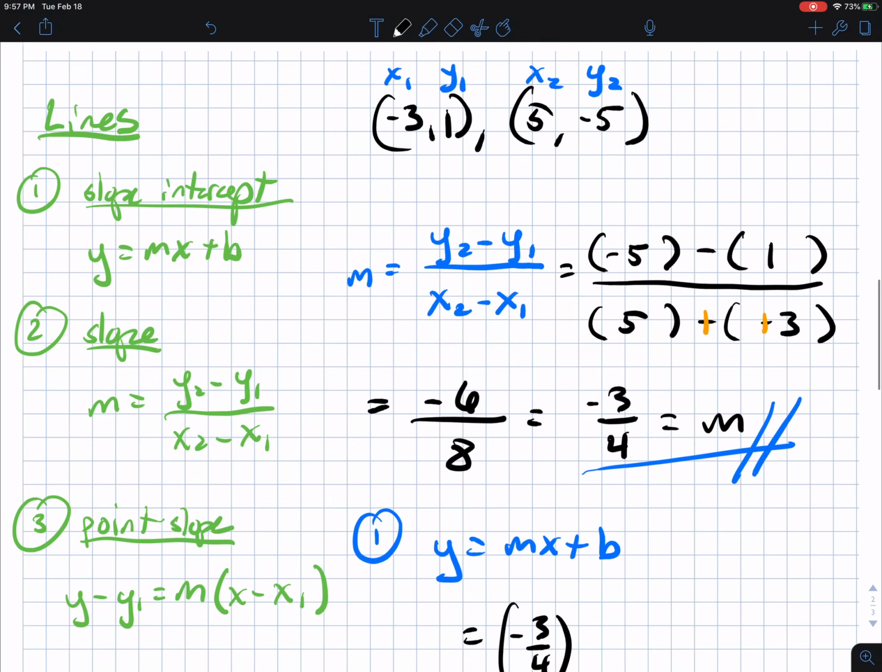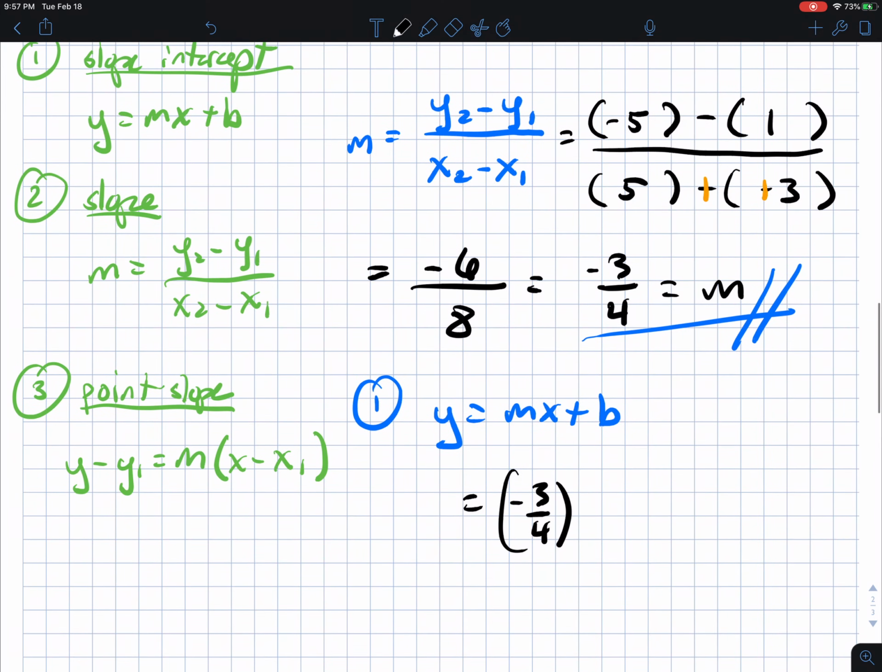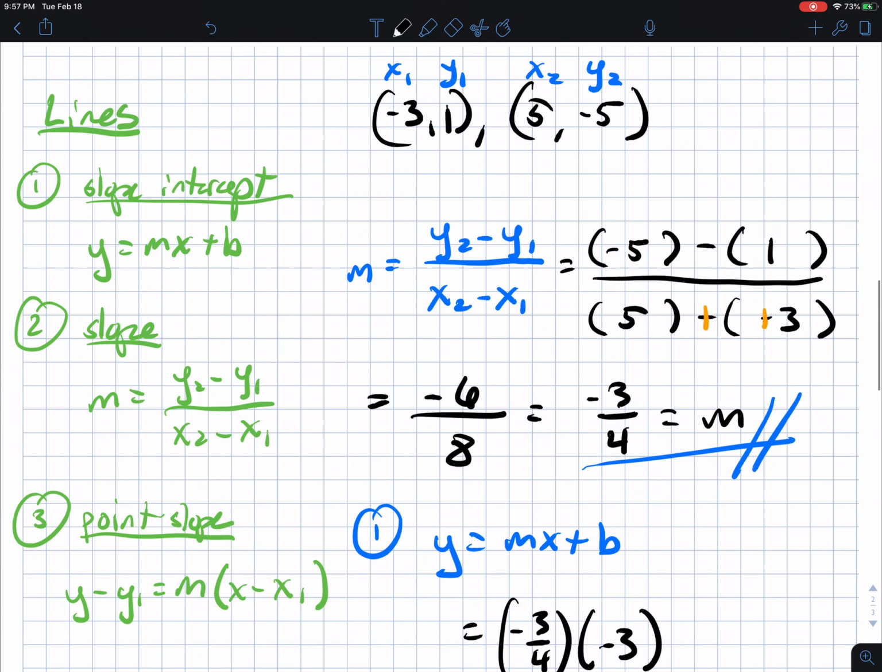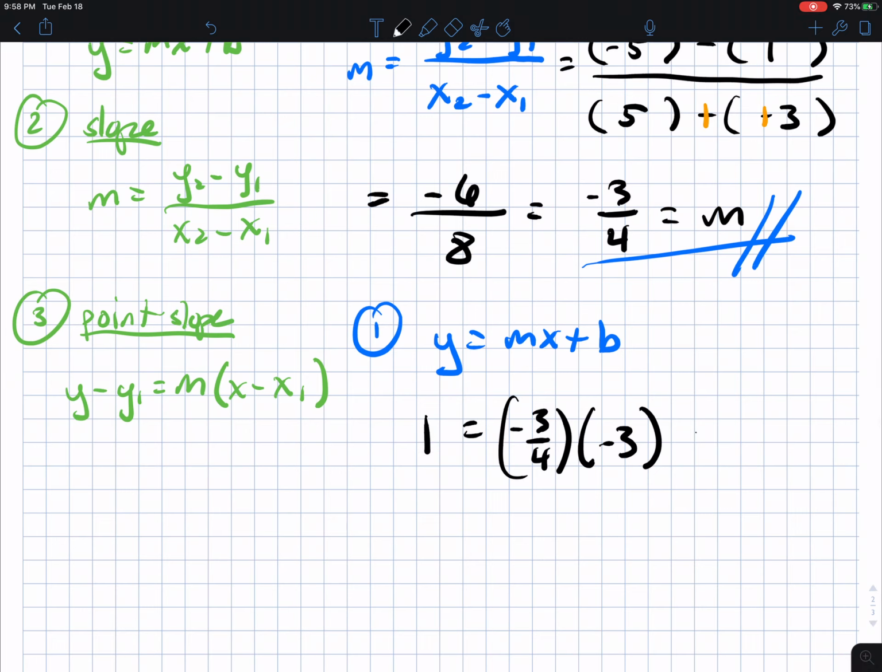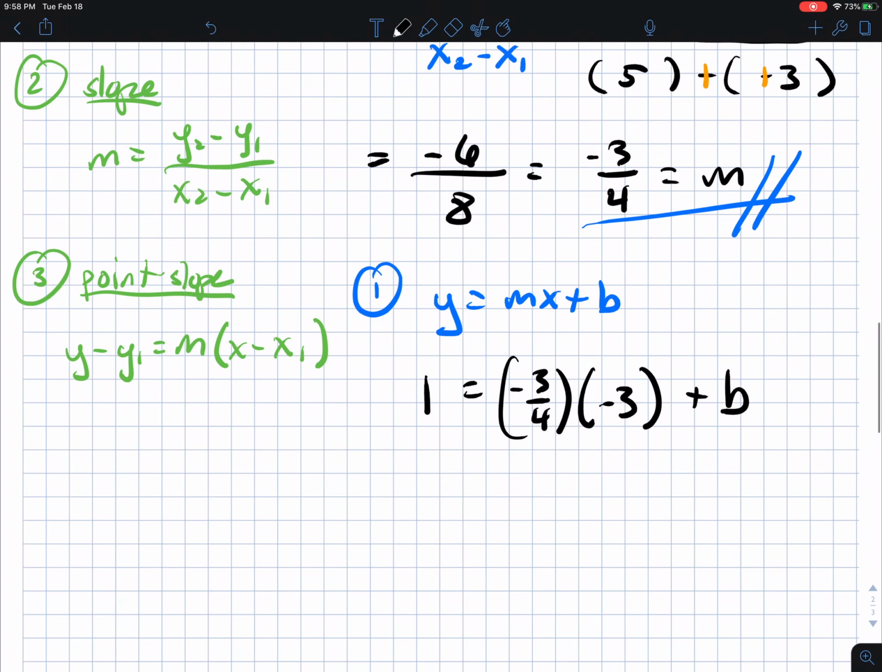Yeah, that's fine. So in the first point, my x is -3. My y is 1. And the only thing we don't know is b. So we could solve for b. Okay, so if we go ahead and simplify, double negative becomes positive. This gives us this, 9/4.